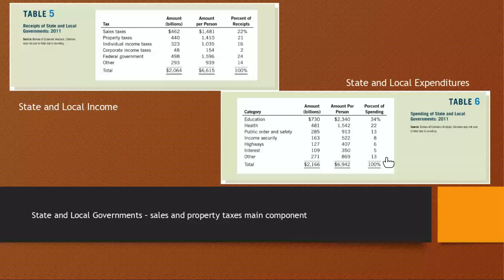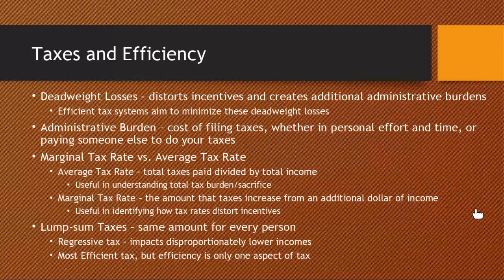Now, we wouldn't be economists and studying economics if we didn't talk about efficiency, and taxes do have an impact on efficiency. You might remember this from our earlier chapter. Taxes can create deadweight losses, and the way they do this is they distort incentives and create additional administrative burdens. So efficient tax systems aim to minimize these deadweight losses, and we'll talk about some examples of this.